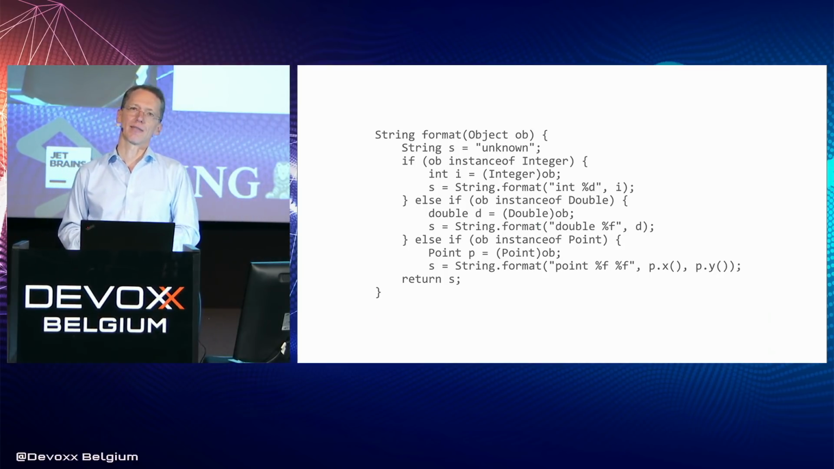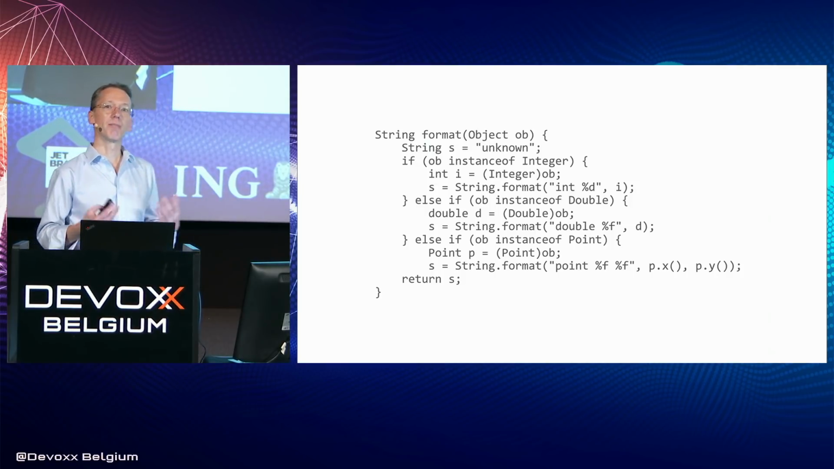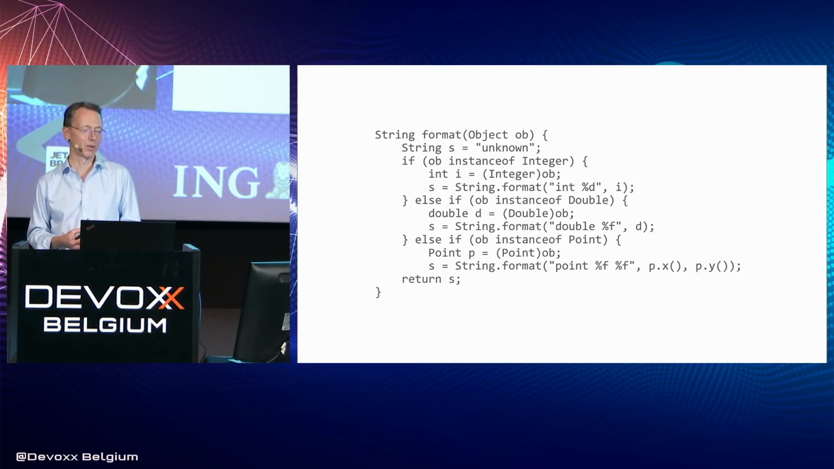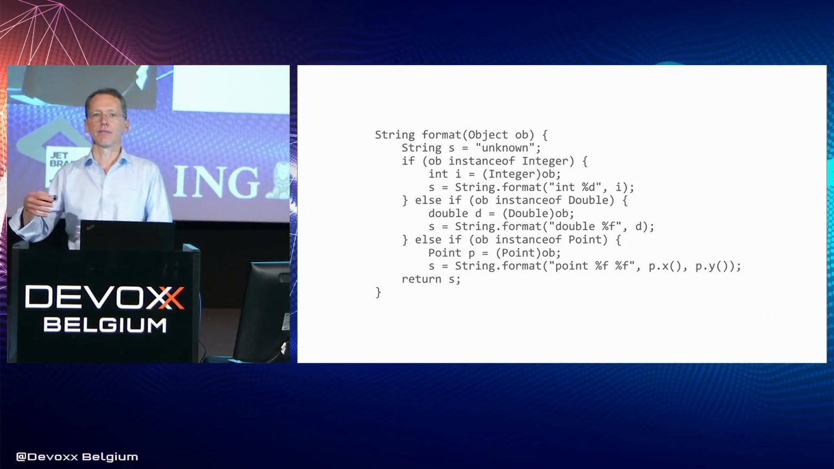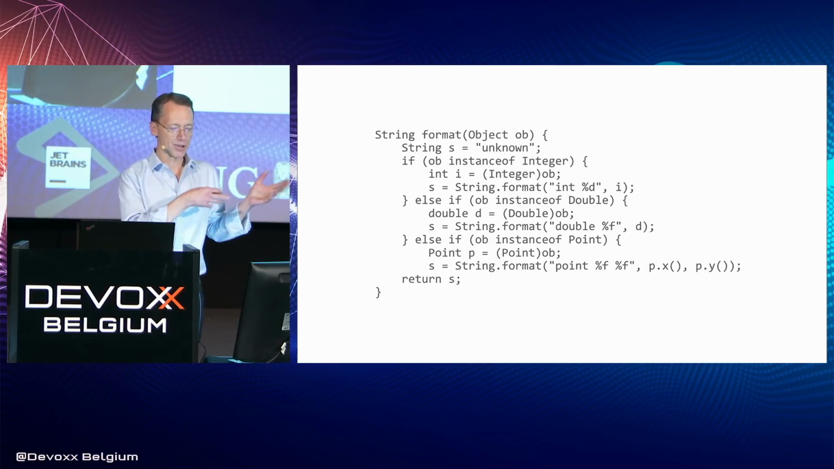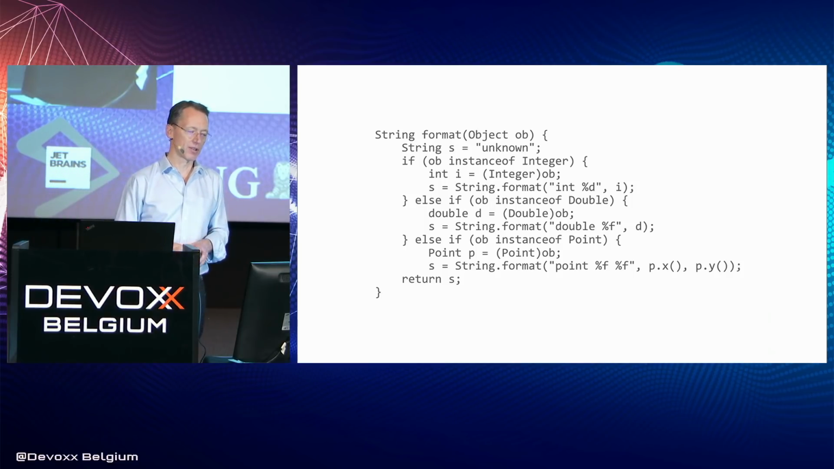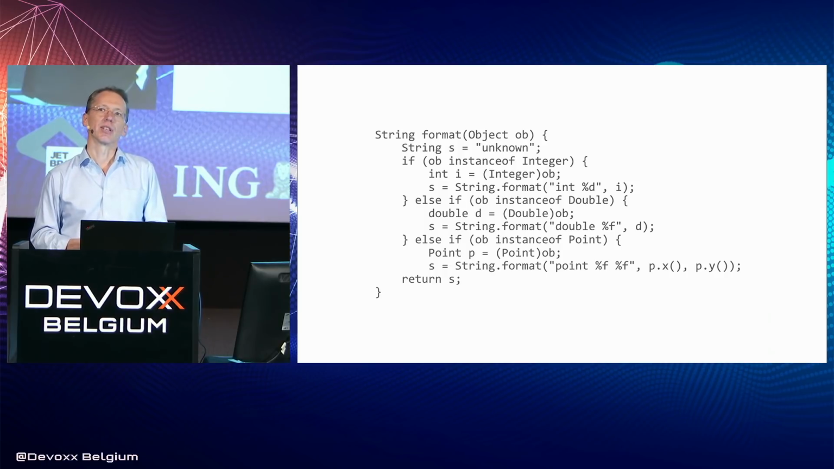We've all written code like this, right? Well, I've certainly written a lot of it. You've got some object, it's of some type. You probably have an idea of which types it is, but you don't know exactly which, so you do an instanceof test. If it's an integer, then you have to cast it to an integer, and then you can do this format string that we're trying to create. Otherwise, check if it's a double, you check if it's a point, and so on and so forth. This is just tedious, so let's make it better.